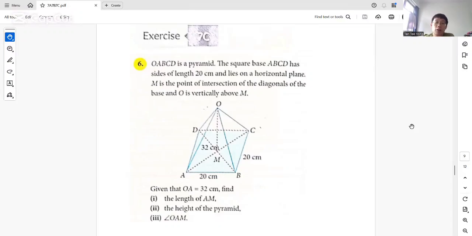Good afternoon, everyone. So I'll be going through exercise 7C. This is regarding the 3D word problem. The first question I'll be going through is question 6. All right, so let's read the question together.